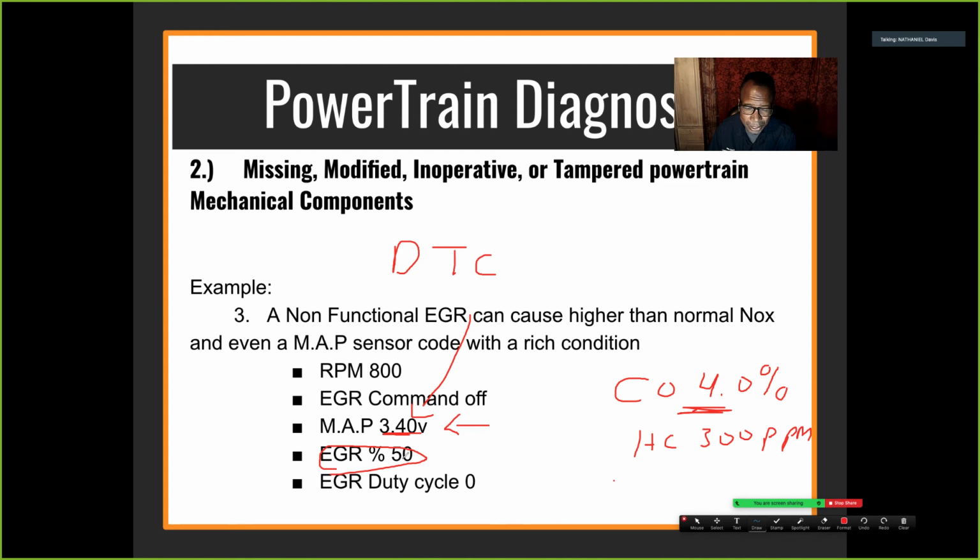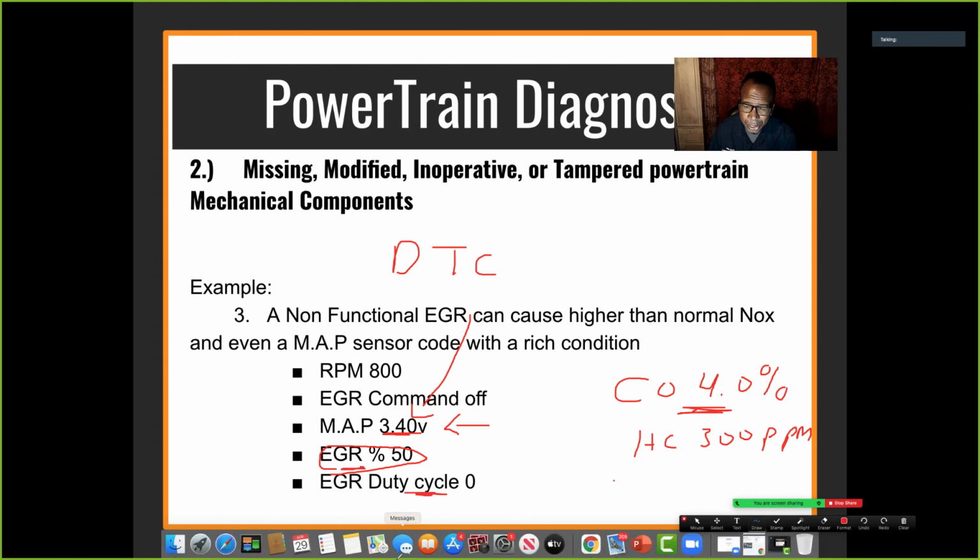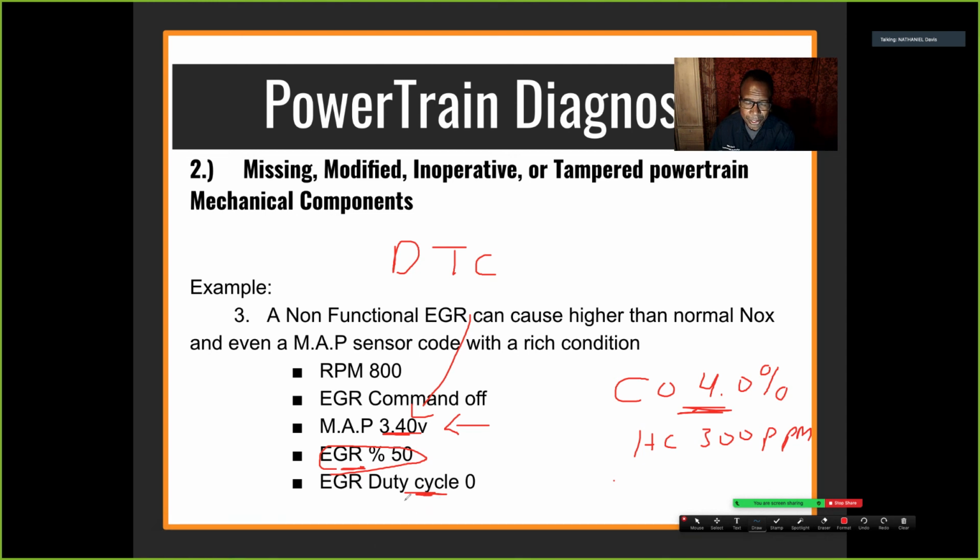But the key is you're right though. This number here and this number here disagree with each other. So when you looked at that, you looked at that correctly. This and this disagree with each other, and the reason this is high is because of this. Yes. Right. But a tester would probably give you a code for the MAP sensor and not the EGR. Okay. And see, do you bite?